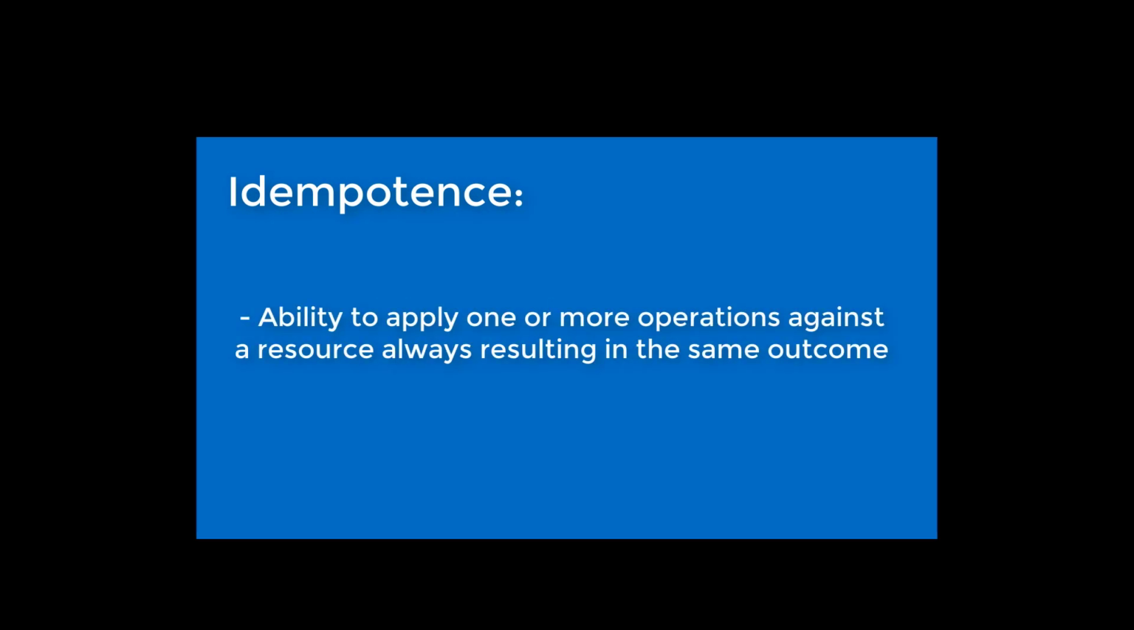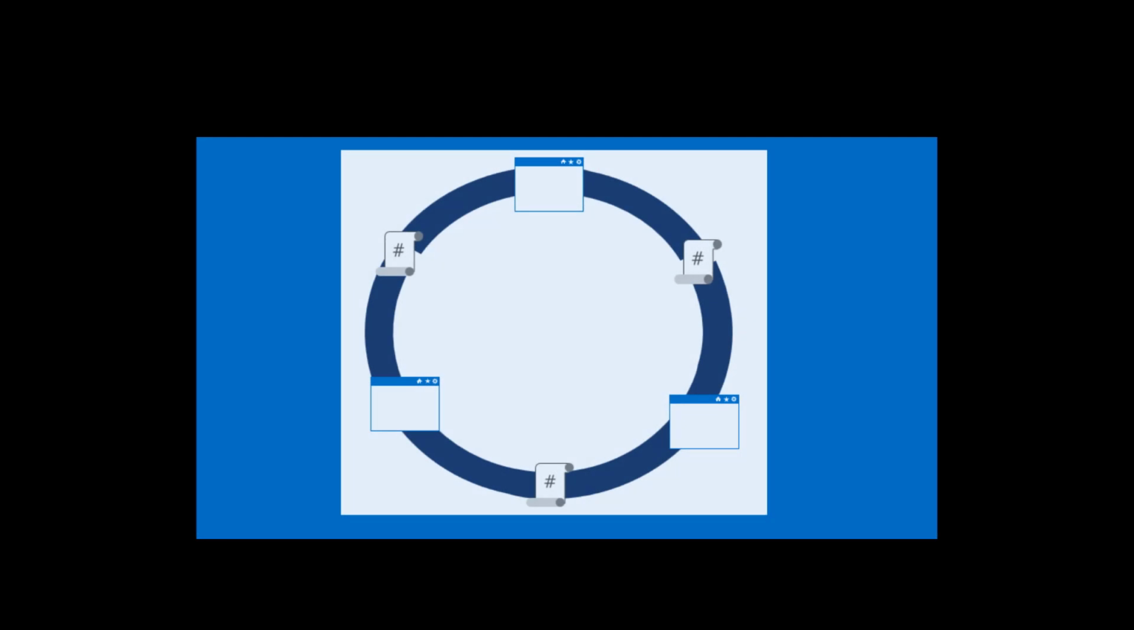Now let's look at idempotency. Idempotence is a mathematical term that can be used in the context of infrastructure and configuration as code, where it is the ability to apply one or more operations against a resource, resulting in the same outcome. In essence, if you apply a deployment to a set of resources 1,000 times, you will end up with the same result after each application of the script or template.